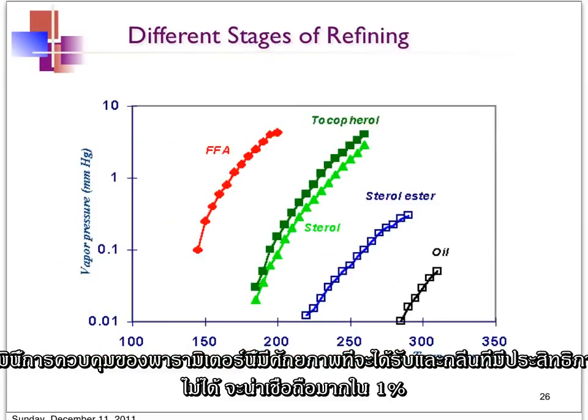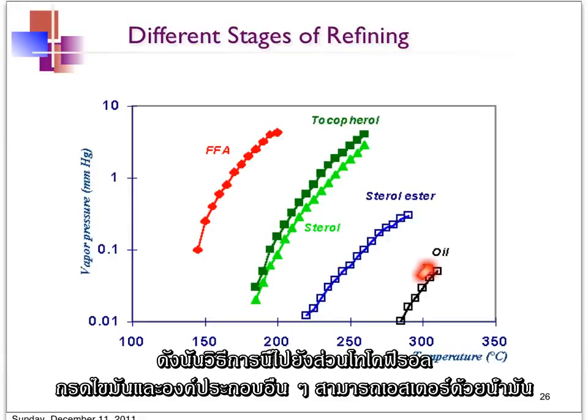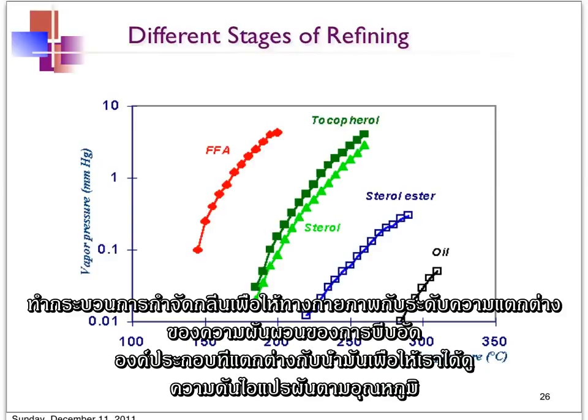So how can these different components such as free fatty acid, tocopherol, and other components be separated from the oil during the deodorization process? The principle is actually based on the different degree of volatility of the different components when compared to oil. So we can see here, this is a plot of vapor pressure against different temperature.